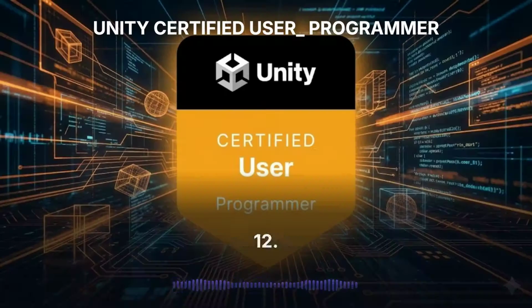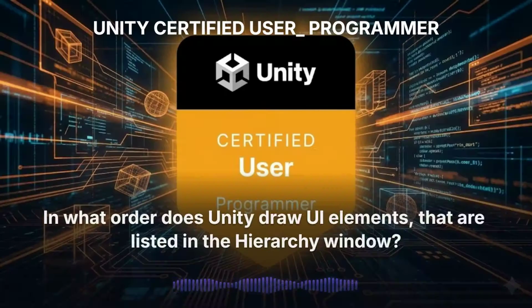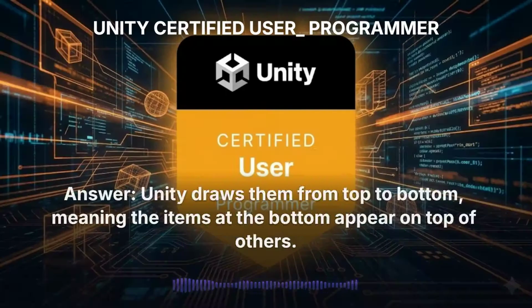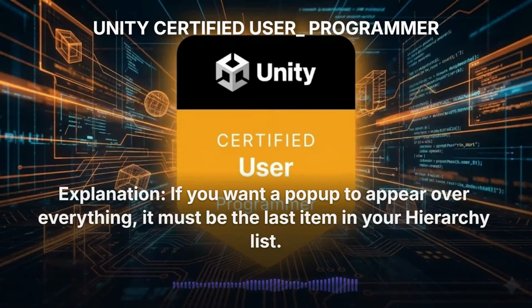Question 12. In what order does Unity draw UI elements that are listed in the hierarchy window? Unity draws them from top to bottom, meaning the items at the bottom appear on top of others. If you want a pop-up to appear over everything, it must be the last item in your hierarchy list.